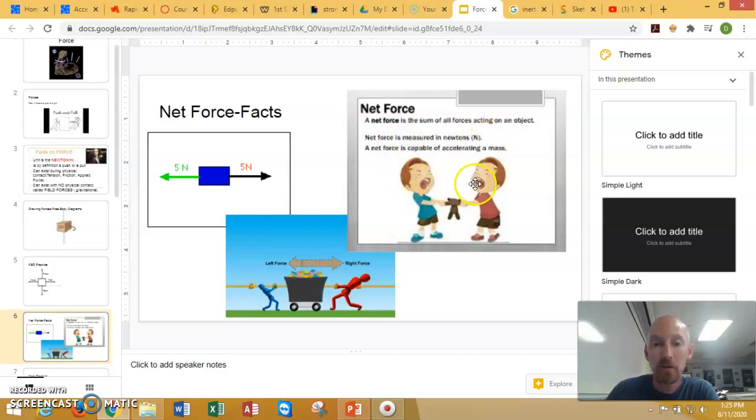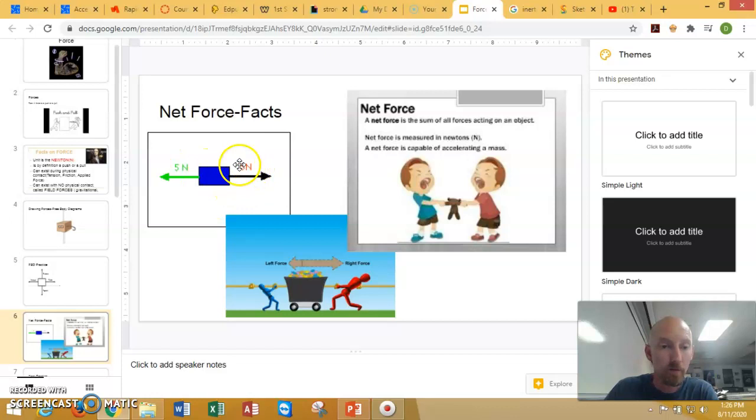Net force is still measured in newtons. A net force can move something. No, it doesn't have to. Let's take a look at this box right here. What is the net force acting on that box? If I have two people pulling in opposite directions, and both of the forces are the same, is this box going to move? The answer is no, it isn't going to move. Our net force in this case is going to be 0.